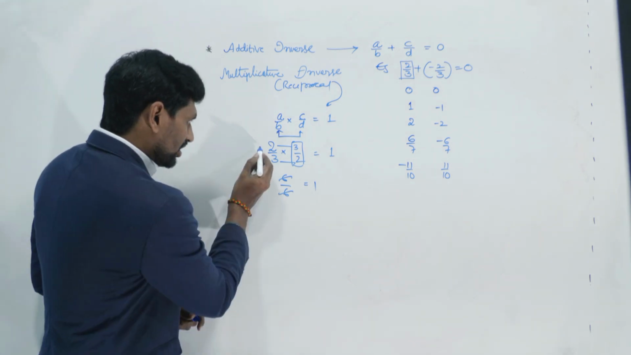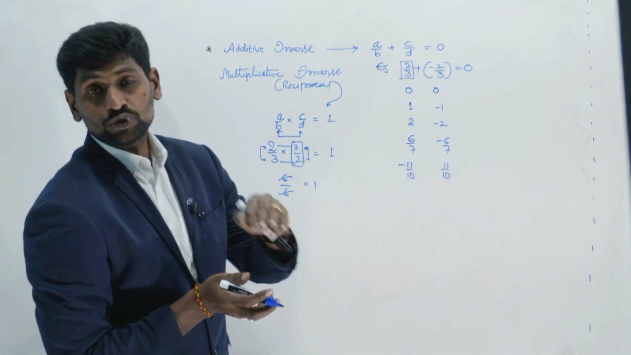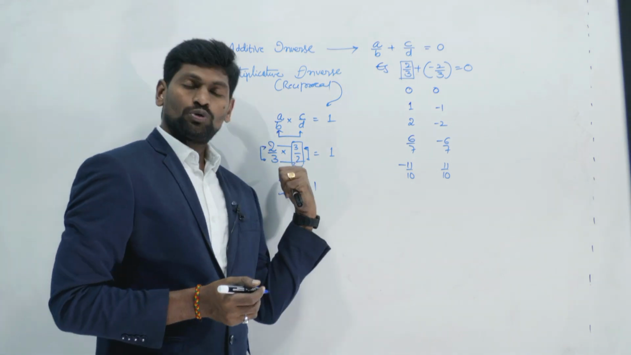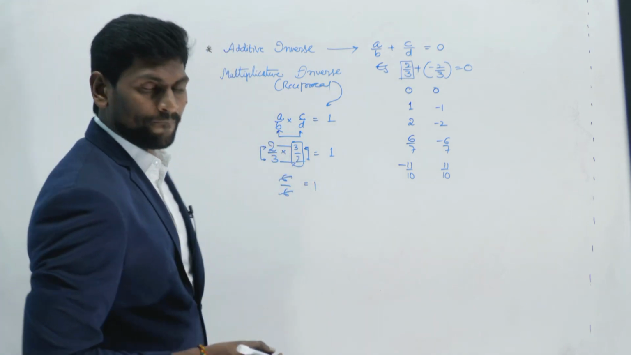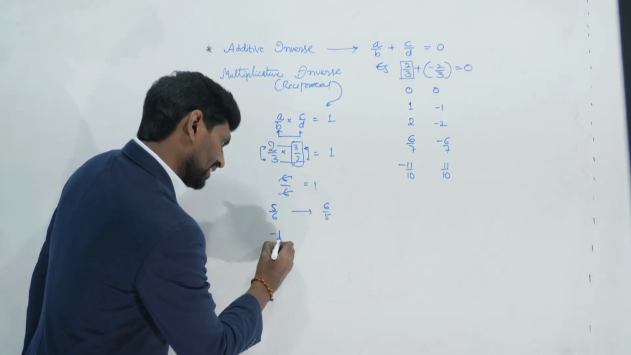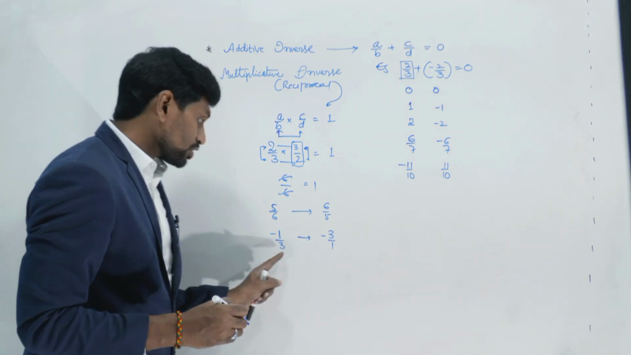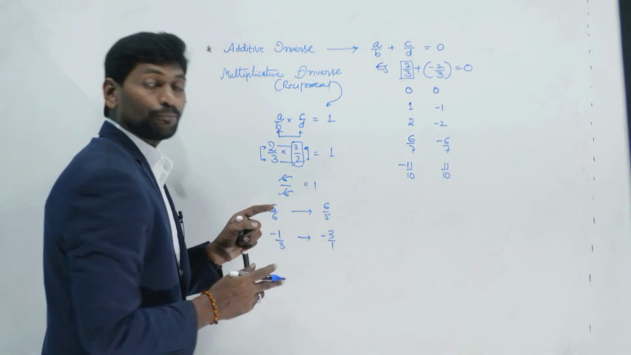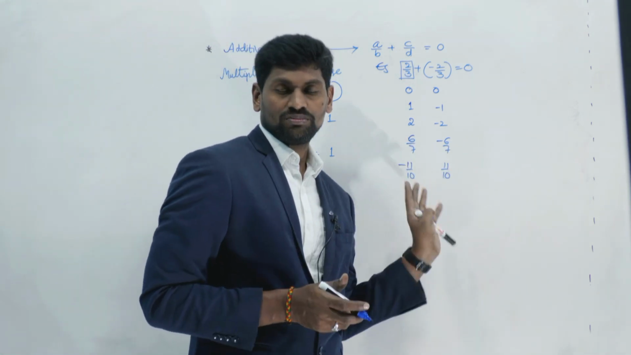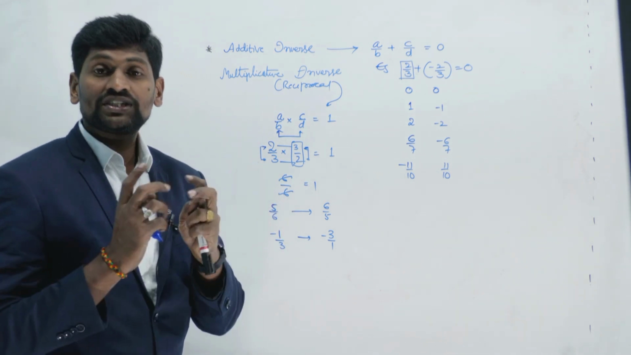While you are observing here, 2 by 3 and 3 by 2, only the positions of the numerator and denominator change. So here we have to identify that the multiplicative inverse of 2 by 3 is 3 by 2. In the same way, the multiplicative inverse of 5 by 6 is 6 by 5. The multiplicative inverse of minus 1 by 3 is minus 3 by 1. Your sign is not affected, only the numerator and denominator positions are affected. In the additive inverse, the sign changes, positive becomes negative, but here it is the opposite: the numerator and denominator positions change.